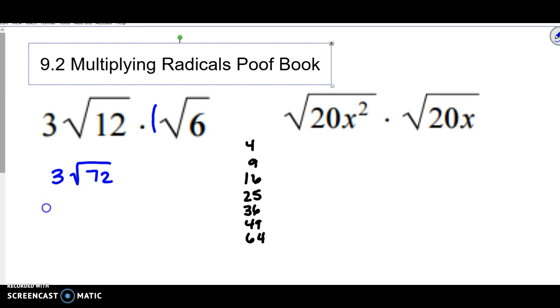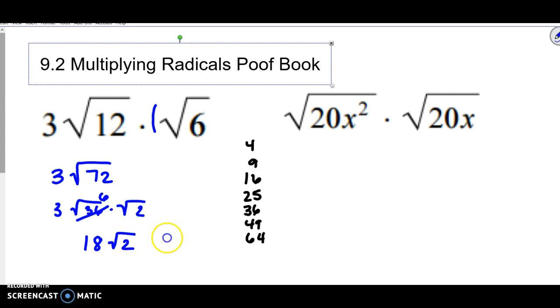So then we have 3, breaking this down to square root of 36 times the square root of 2. Square root of 36 is just going to give us 6. So 3 times 6 is 18, and then you have root 2. And that is your final answer.